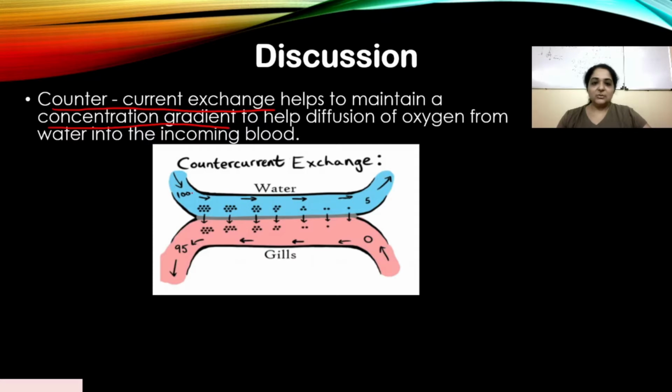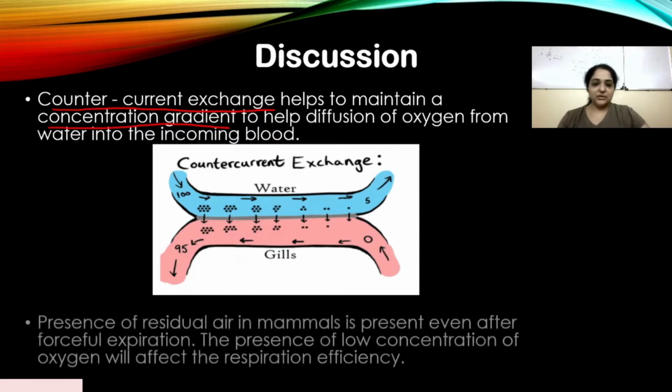So countercurrent means when the flow is in opposite directions. You see this is high over here, so oxygen will move in from high to low. Diffusion is happening from high to low, and so this increases the respiration efficiency in fishes. Now this countercurrent exchange is also there in our body in nephrons. So when you study the excretory system, you will come across the same principle. It is the same principle over there also. Let's move on to the next one.